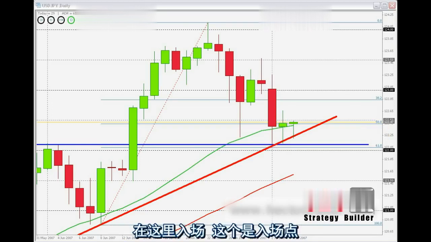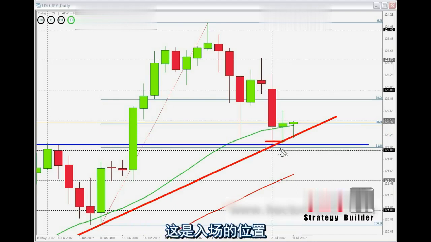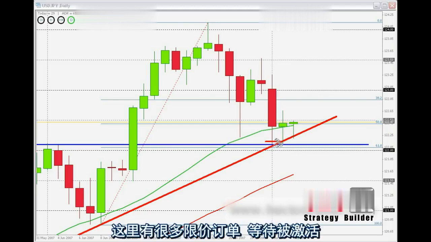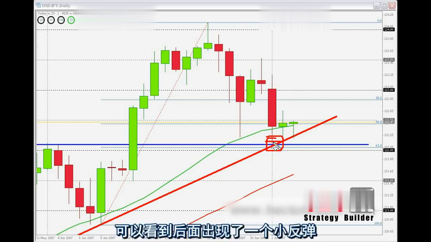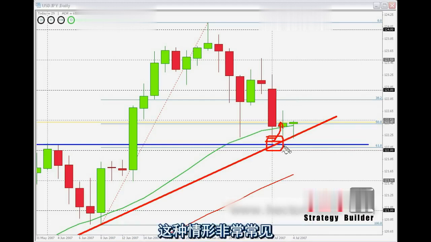Okay, you entered this trade right there. Oops, sorry about that. Right there, you were filled in the market. Price, because all those limit orders that are waiting to be punched in the market, just like yours, we see at least a short-term bounce to the upside. This happens very often, guys, very often.